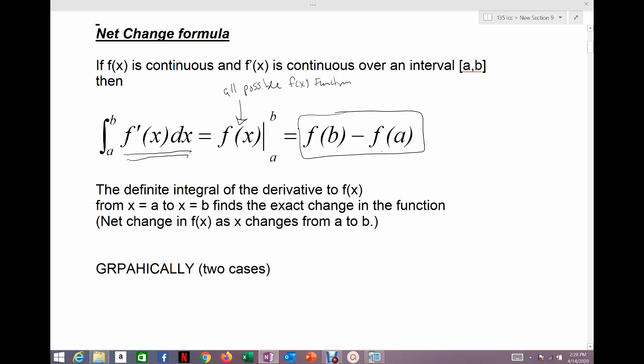All right, and so what this net change theorem means, when I know it's a derivative, and I plug in my upper and I plug in my lower values, all right, we find the exact change in whatever my original function represented. All right, the net change in f of x as x changes from a to b. And we're going to look at this graphically first, and then we'll get into applications.